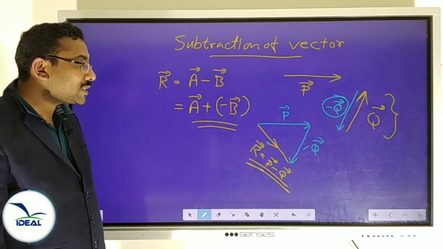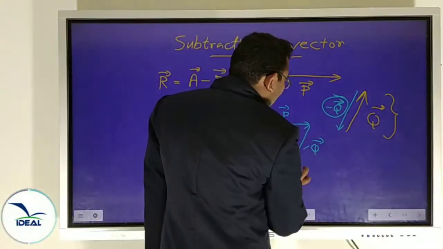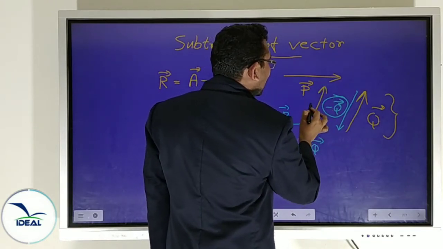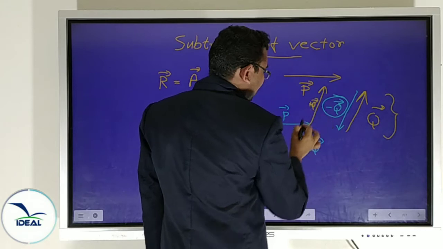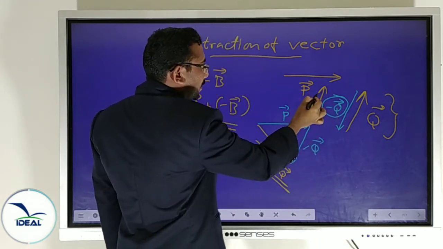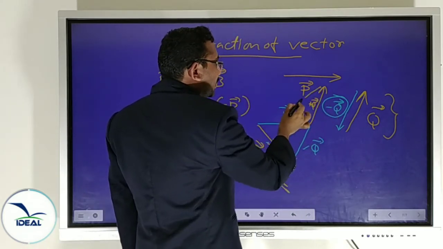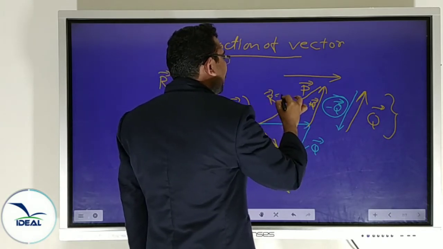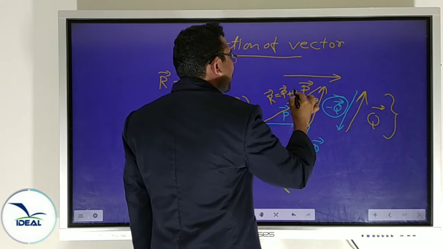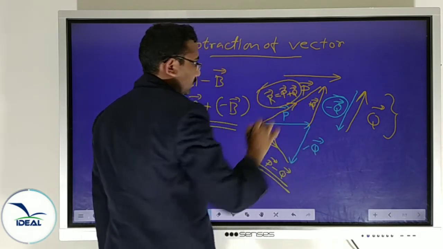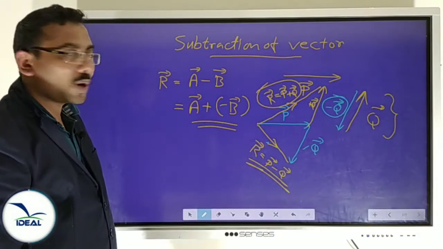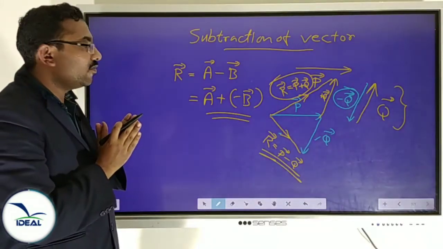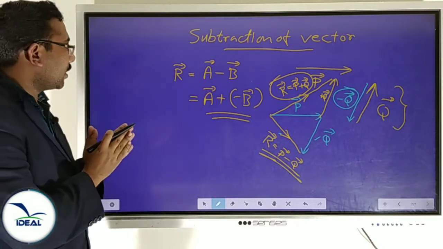Then what is P plus Q? This is minus Q, and this is plus Q, isn't it? Equal and opposite. Using triangle law, the third side represents R equal to P plus Q. Then what do we do for subtraction? We just add the negative vector.